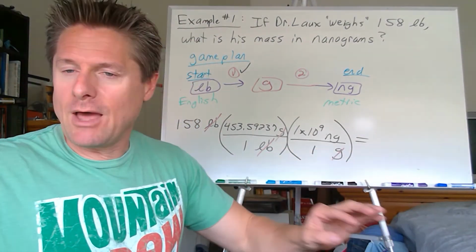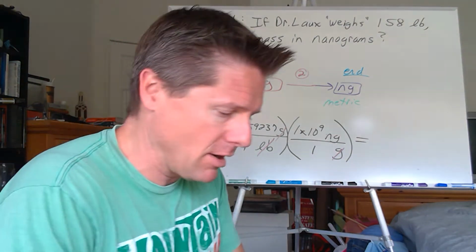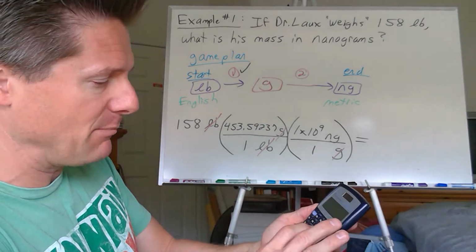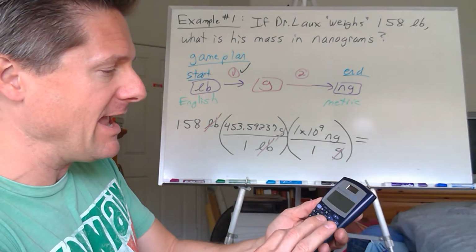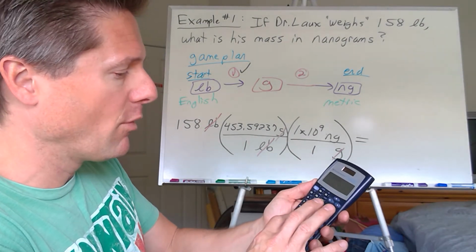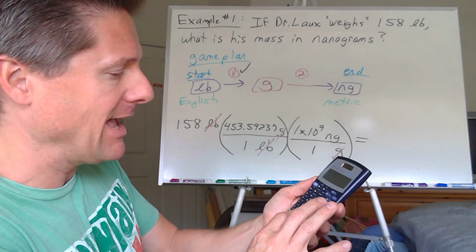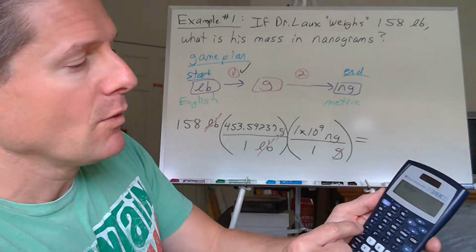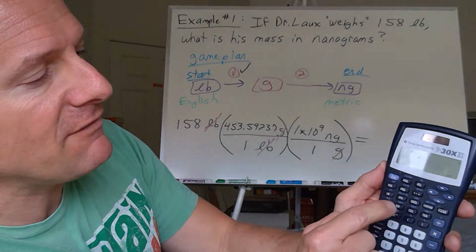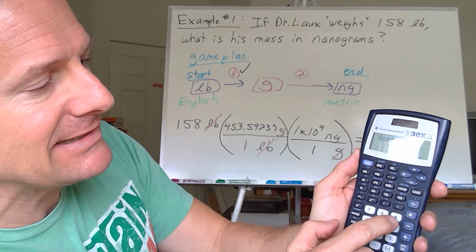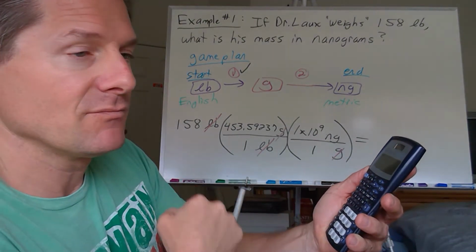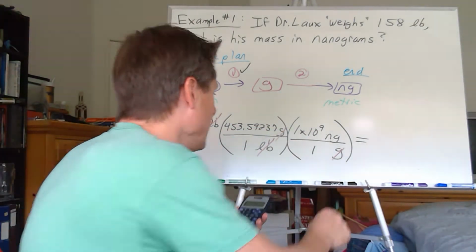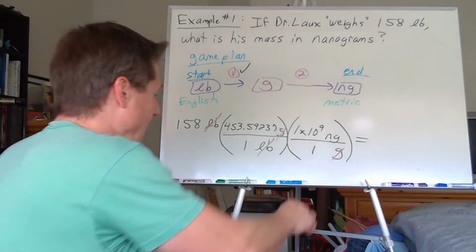So let's punch this out on our trusty calculators. So let's take 158. Whoop! The 5 did not appear. Clear that. 158 times 453.59237 equals, times 1, second function, E to the 9. Make sure you get that scientific notation in there, the EE or the EXP button on there. This is exact.